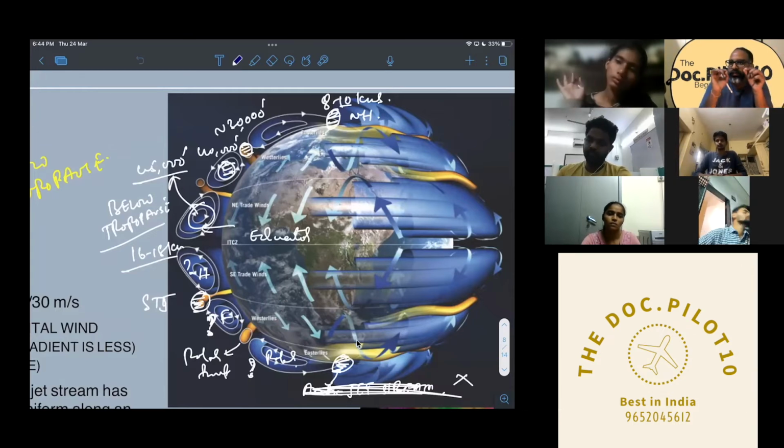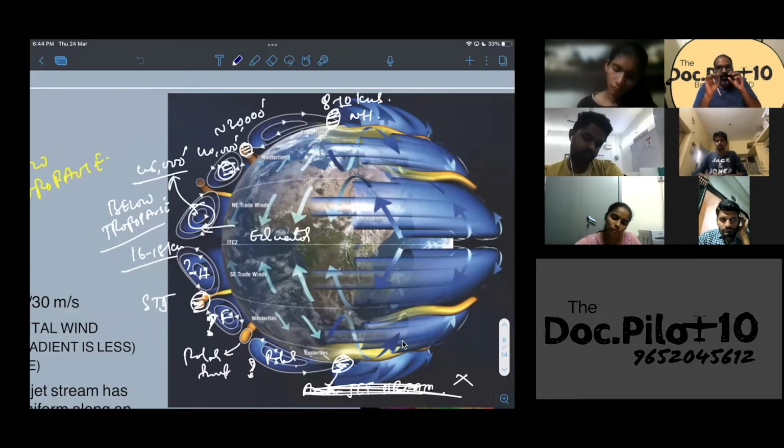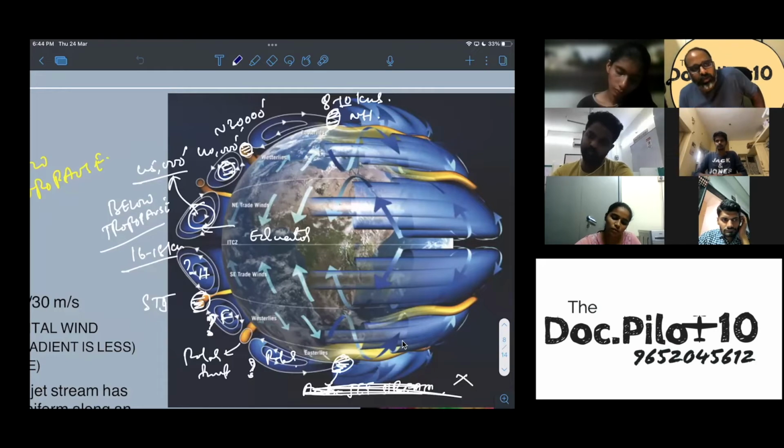So, question: where does a jet stream occur? Just below the tropopause. Correct. So, note that point: jet streams occur just below the tropopause. Now, in that region just below the tropopause, where do they occur? They occur at -40 and -60.